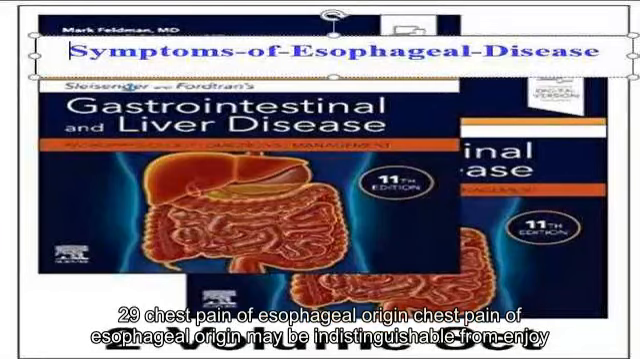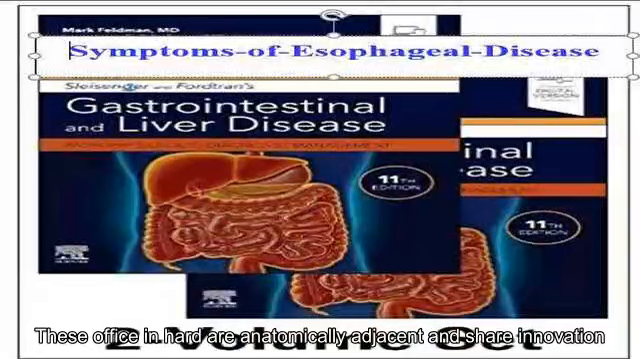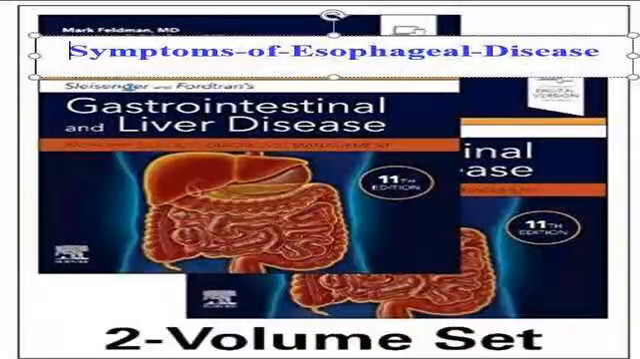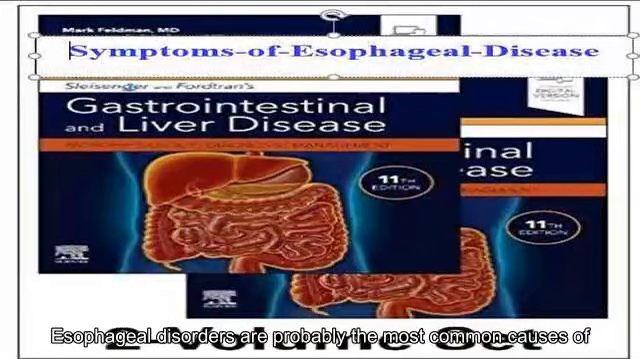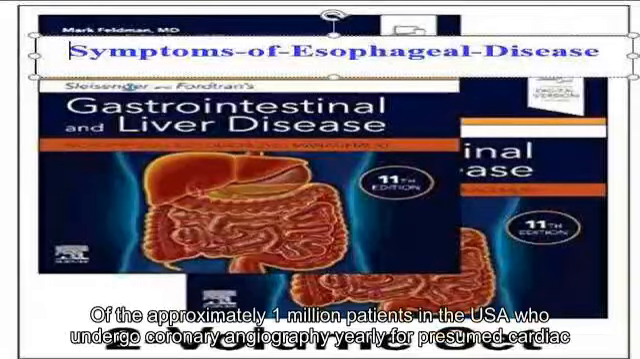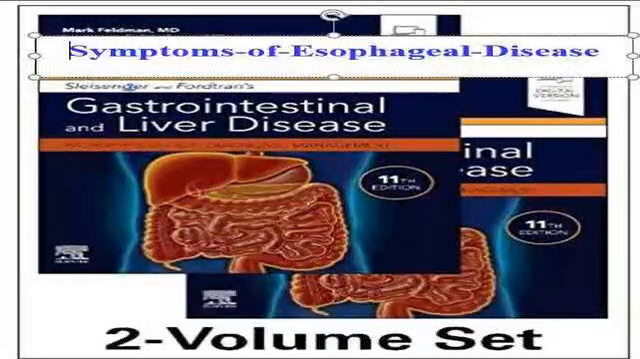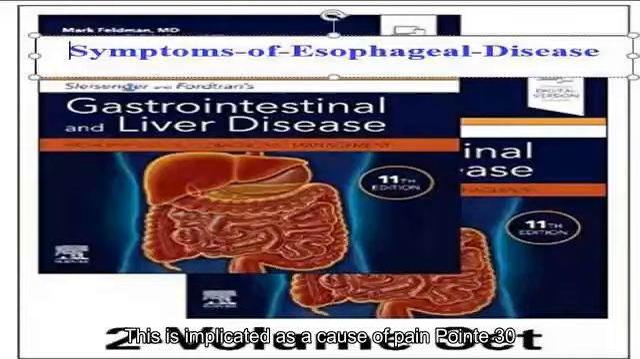Chest pain of esophageal origin. Chest pain of esophageal origin may be indistinguishable from angina pectoris to patients and their healthcare providers. The esophagus and heart are anatomically adjacent and share innervation. In fact, once cardiac disease is excluded, esophageal disorders are probably the most common causes of chest pain. Of the approximately 1 million patients in the USA who undergo coronary angiography yearly for presumed cardiac pain, almost 40% have normal epicardial coronary arteries. In many of these persons, esophageal disease is implicated as a cause of pain.